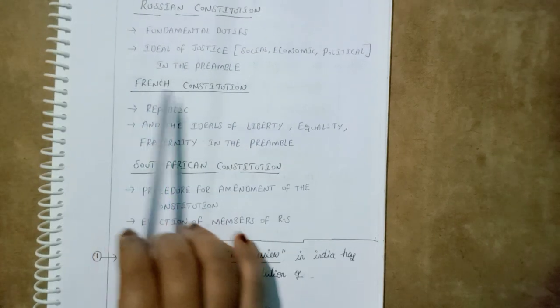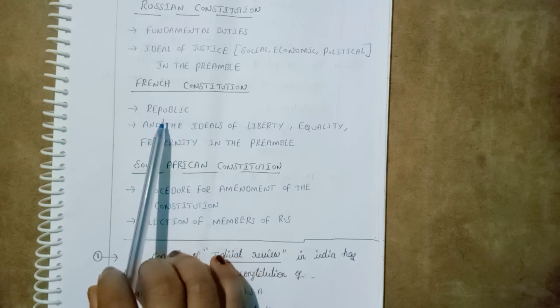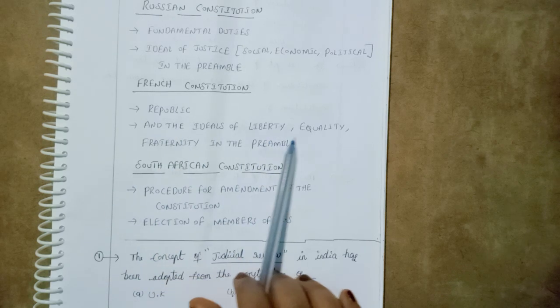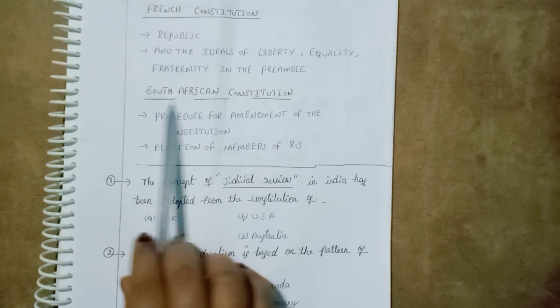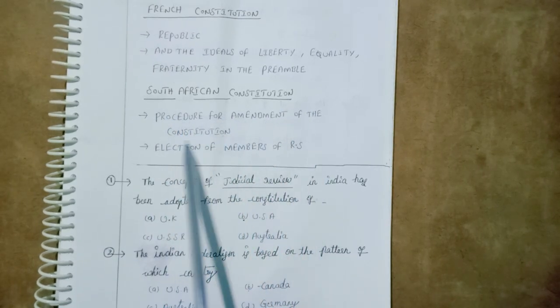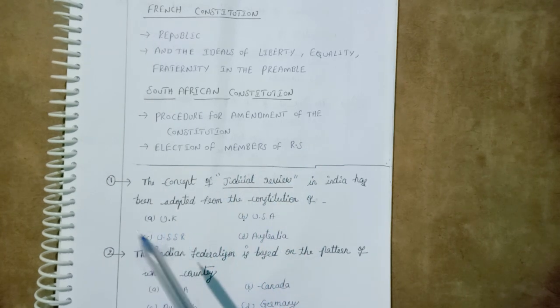And come to the French constitution. From the French constitution we borrowed the republic and the ideals of liberty, equality, fraternity in the preamble. And the South African constitution: procedure for amendment of the constitution, election of members of Rajya Sabha. So all these are provisions which we borrowed from other constitutions.